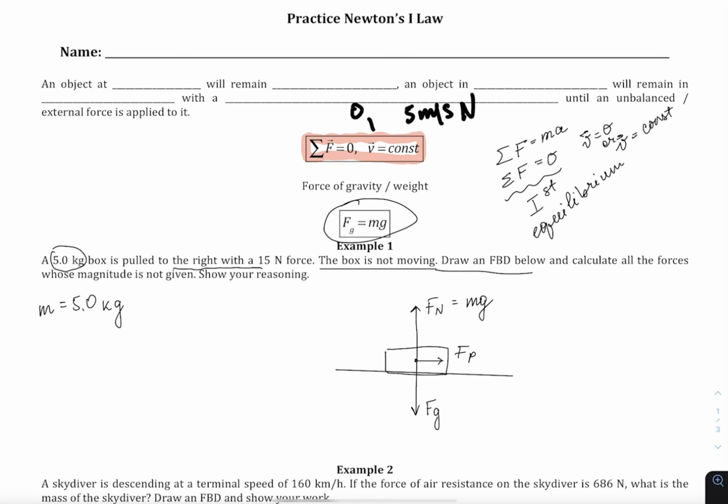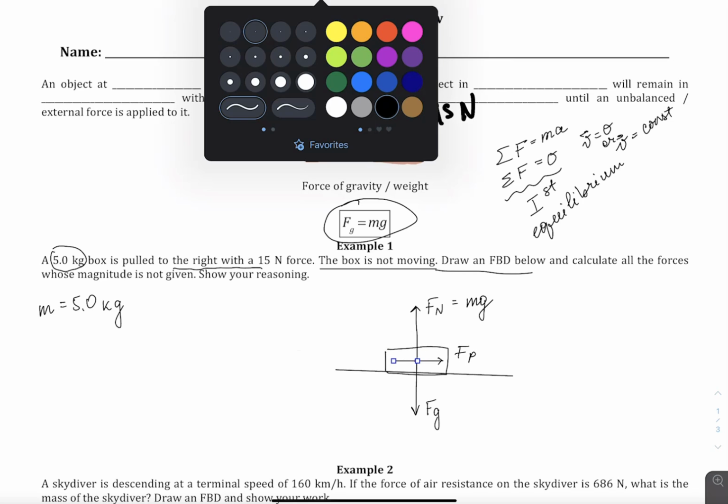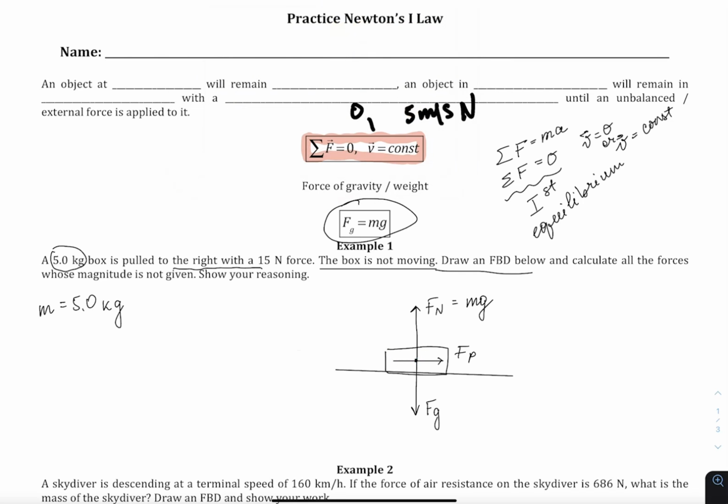So the thing is, if I just leave it at that, the box would be moving and moving with acceleration. The reason why the box is not moving is that there is a matching force of friction in the opposite direction, and that will be our force of friction static because the object is not moving. So here's our FBD. Now let's figure out the magnitudes.